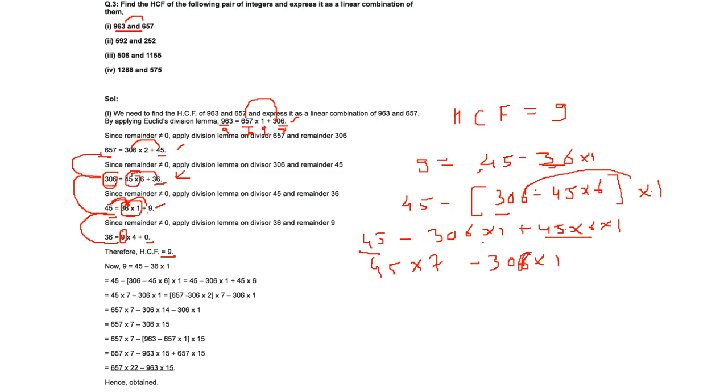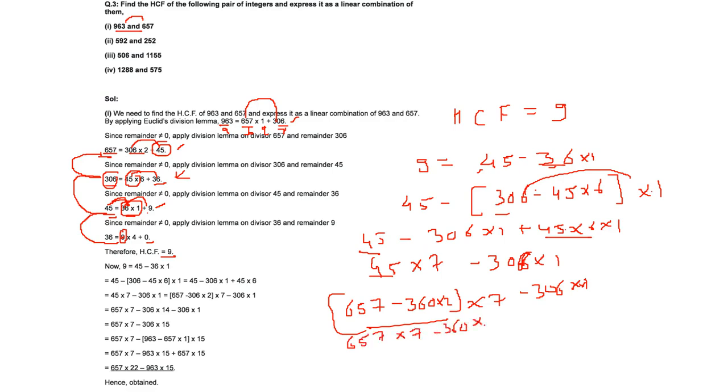But you see, where has this 45 come from? 45 has come from 657 minus 306 into 2. So in place of 45, I'll write 657 minus 306 into 2, into 7, minus 306 into 1. Now let me expand this. This becomes 657 into 7 minus 306 into 2 into 7 minus 306 into 1.